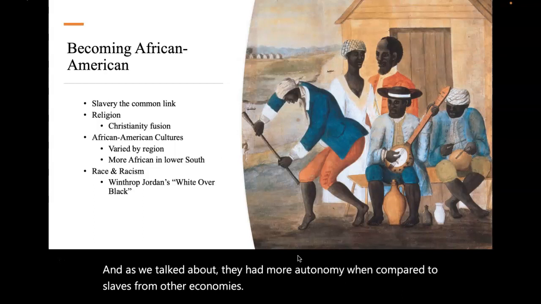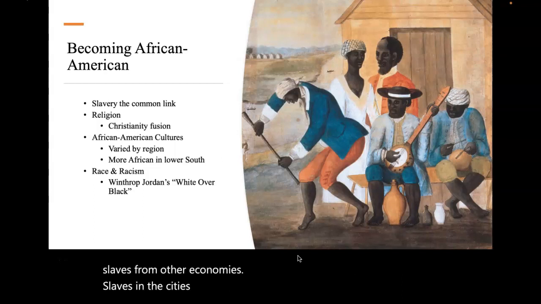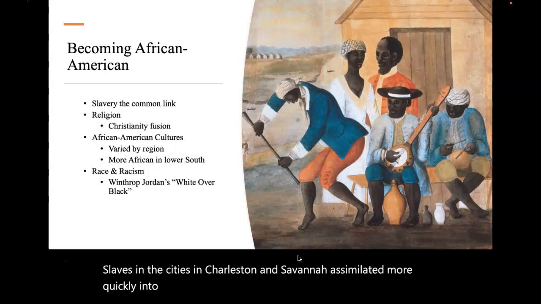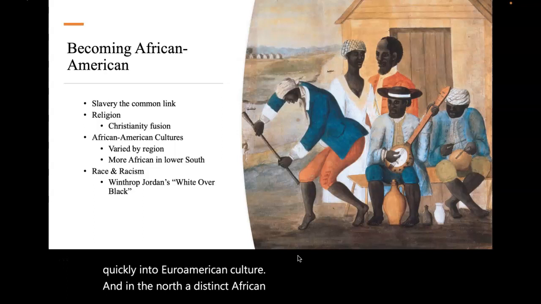Slaves in the cities, like in Charleston and Savannah, assimilated more quickly into Euro-American culture. And in the North, a distinct African-American culture developed much more slowly.